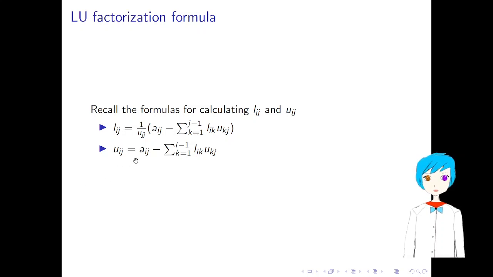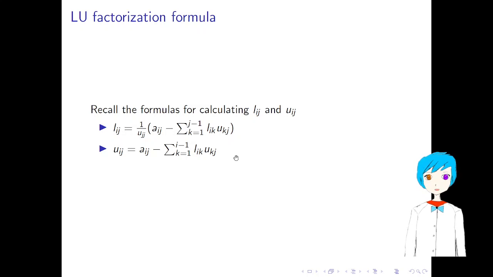On the other hand, when we are calculating Uij, the number of operations needed will be 2i minus 2. For Lij, the total number of operations needed will be 2j minus 1, while for Uij, the total number of operations needed will be 2i minus 2.